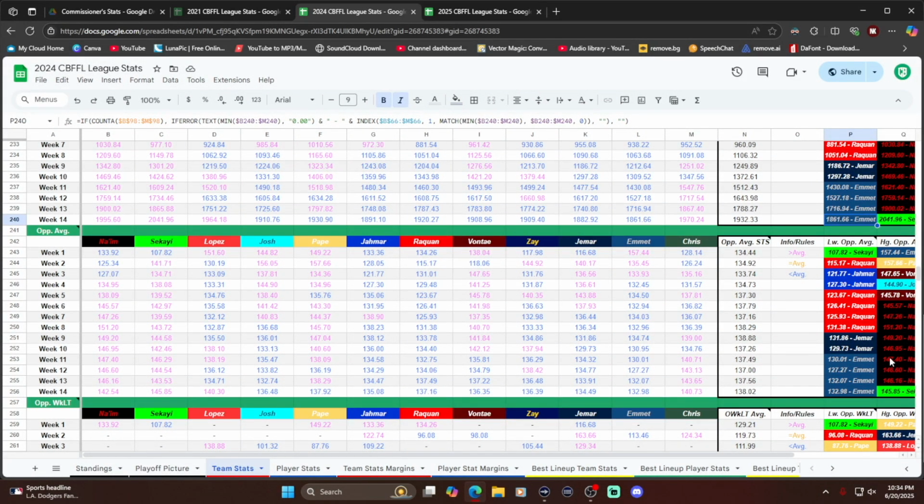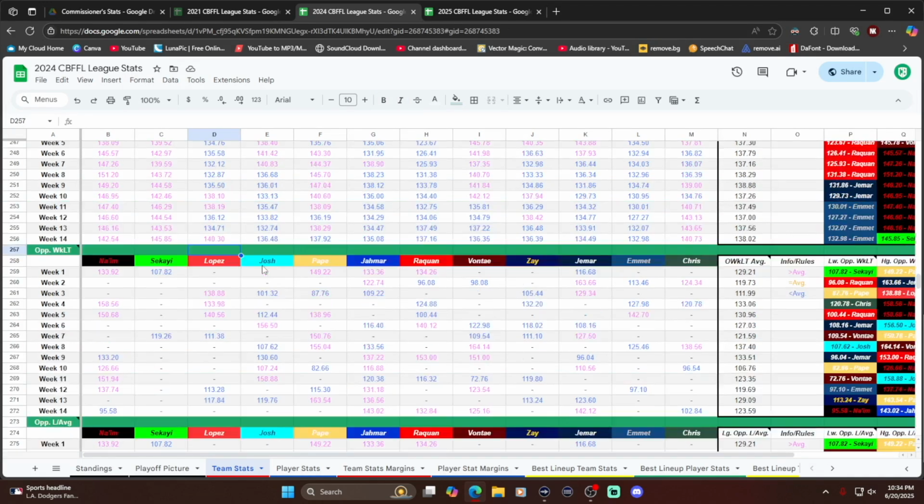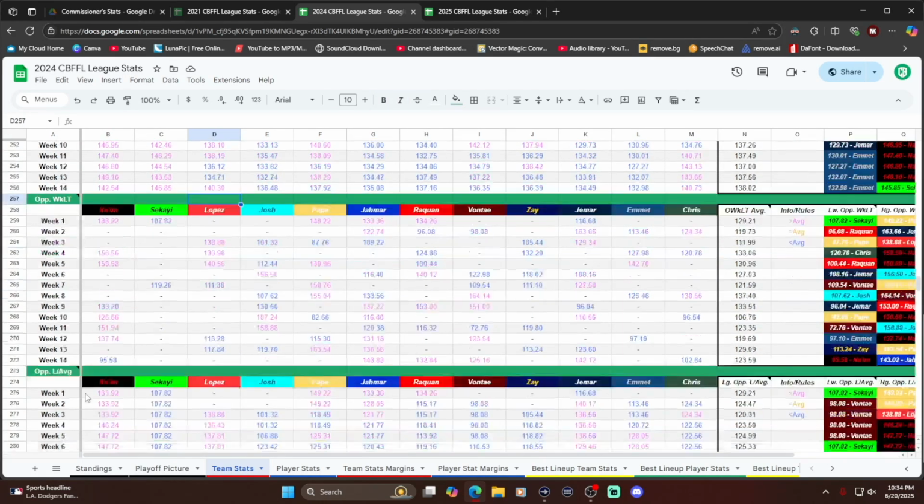As you can see, Naeem's name comes up a lot here. Now, you have opponent's weekly loss total. What does this mean? How many points your opponent scores in their loss against you. So now, a little more advanced stuff. This is not just your opponent's points. This is your opponent's points in their losses. That's against their team. As you can see, we'll go to Naeem again.